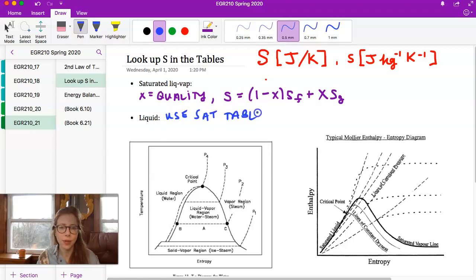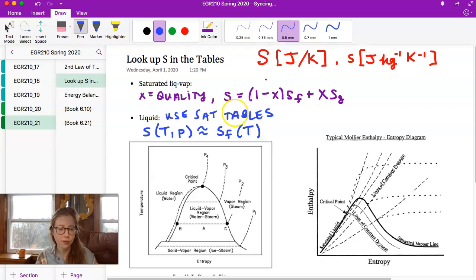To look up entropy. The way this is going to work is, entropy for some temperature and pressure can be approximated by the entropy of the liquid in the tables at that temperature. So when you have a liquid, all you do is look up s_f in the saturation tables at the temperature that you have.